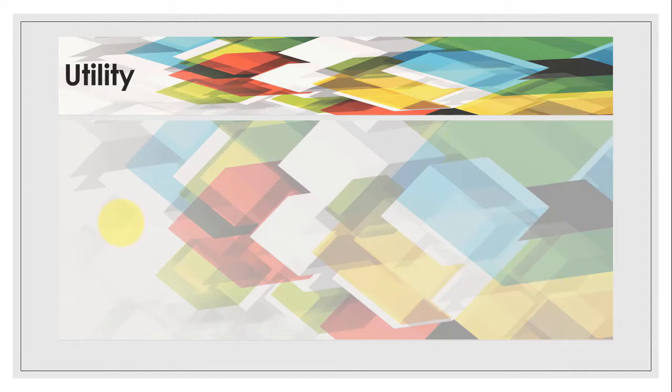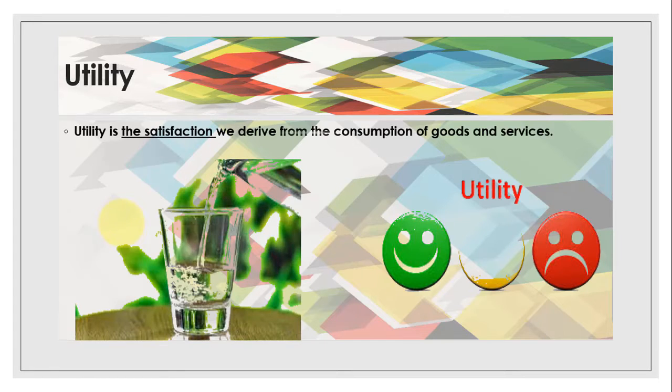Utility. Okay, students, have you ever wondered why we consume or use up different kinds of goods and services? Obviously, we consume goods and services to fulfill our needs and wants. And whenever we consume or use up goods and services, what do we get? We get satisfaction. That satisfaction is called utility in economics. So utility is the satisfaction we derive from the consumption of goods and services.